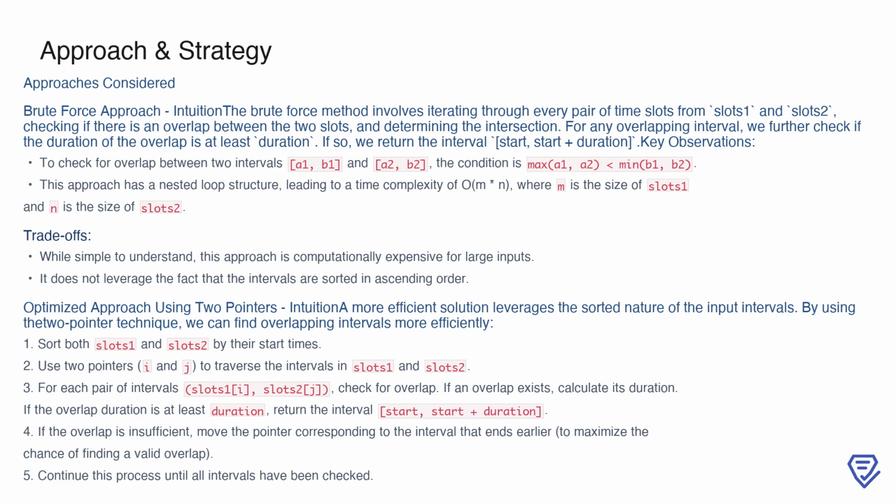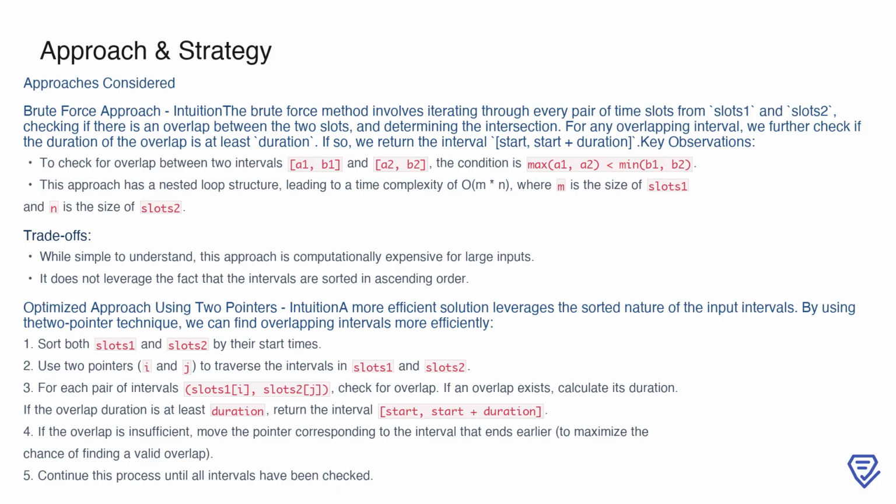However, this method involves a nested loop, resulting in a time complexity of O(m*n), where m and n are the sizes of slots1 and slots2. While simple to implement, this approach is computationally expensive for large inputs and doesn't take advantage of the fact that the intervals are already sorted.